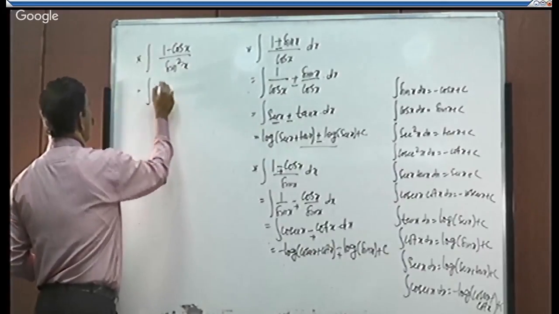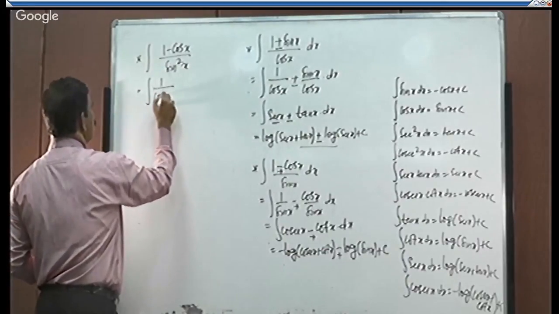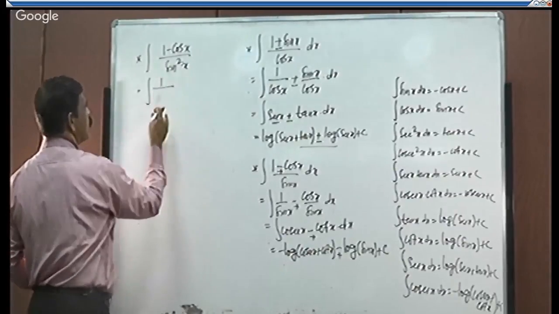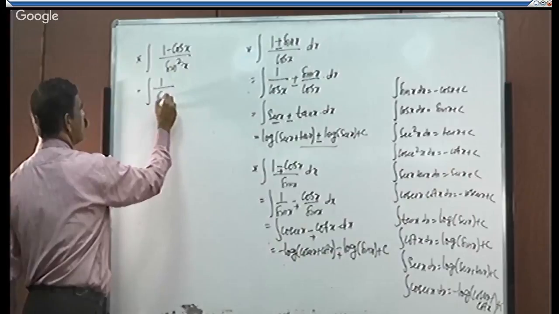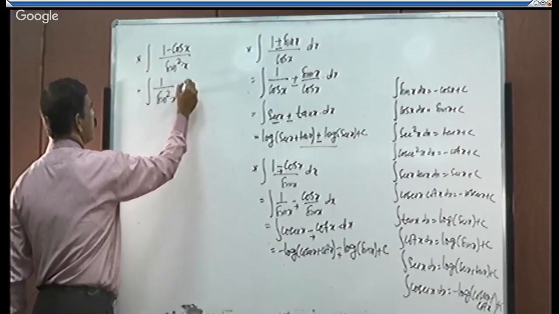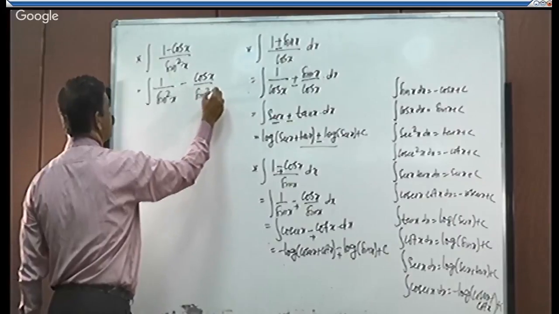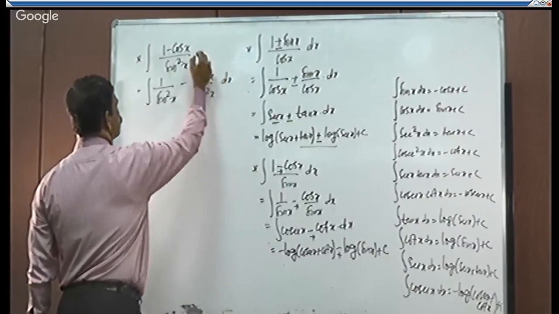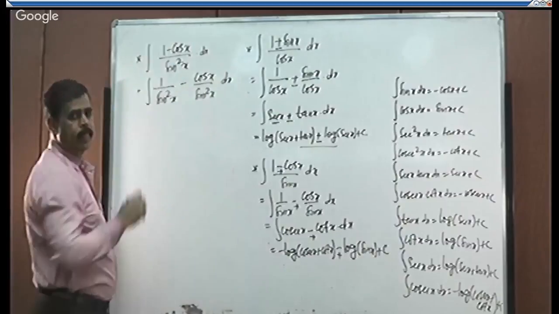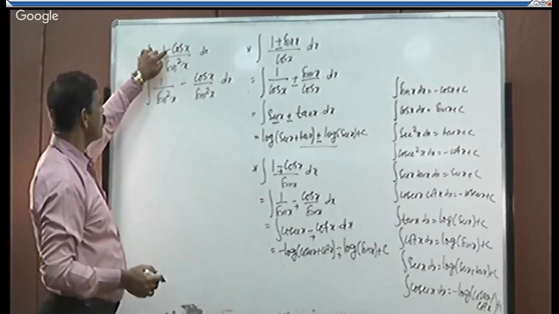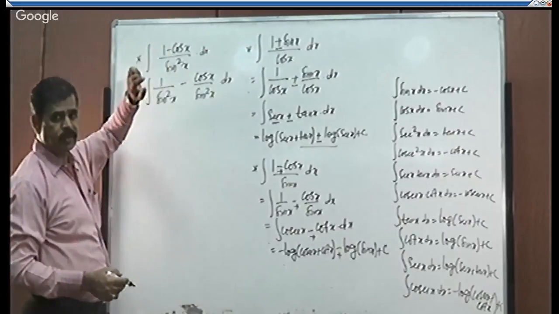Then the denominator is taken for both the numerator terms. 1 divided by sin square x minus cos x divided by sin square x. We have to follow the same procedure. 1 divided by sin square minus cos divided by sin square.